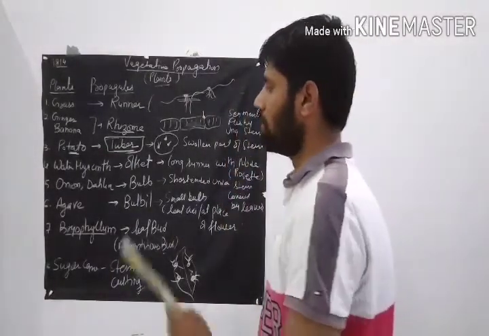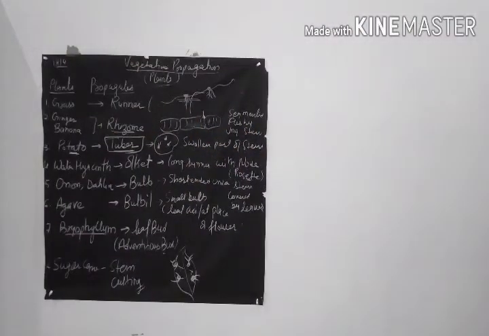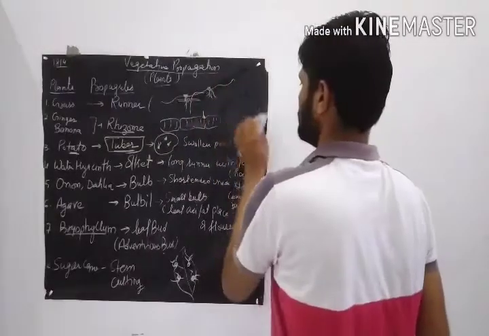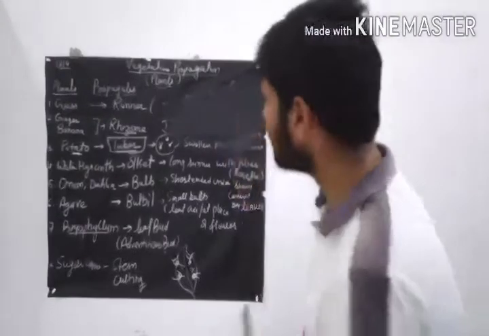Next is offset. Offset is a structure the same as node and internode.